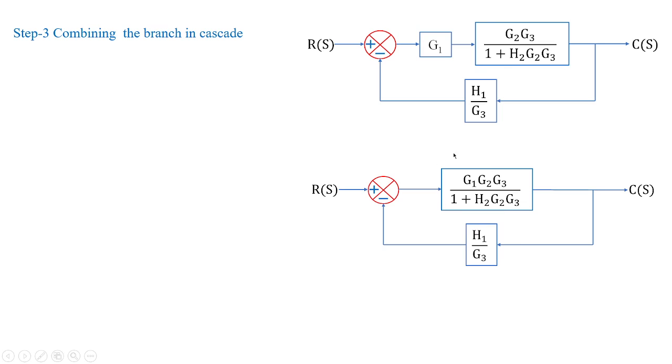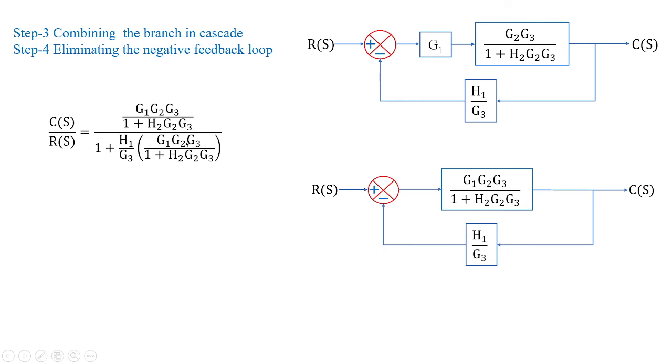So you take this one as the numerator and H1 by G3 as a feedback path. Then you'll have numerator divided by 1 plus H1 by G3 multiplied with the numerator. So we can eliminate the feedback path by the formula: numerator kept as it is, divided by 1 plus H1 by G3 and the numerator value multiplied with this parameter. So G3 in this denominator, they cancel out in this fashion.